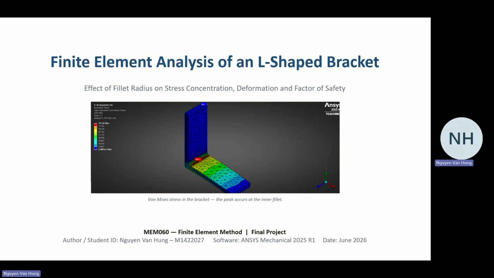My project is a finite element analysis of an L-shaped steel bracket in ANSYS Mechanical. The goal is to find out how the radius of the inner fillet changes the peak stress, the deflection, and the factor of safety. As the picture shows, the stress is not uniform. It peaks sharply at the inner corner, and that corner is what this study is about.